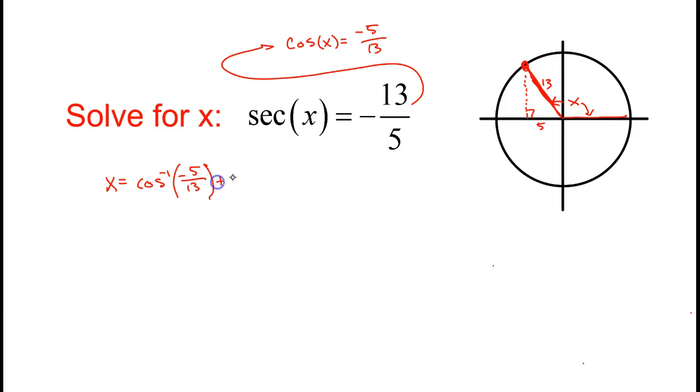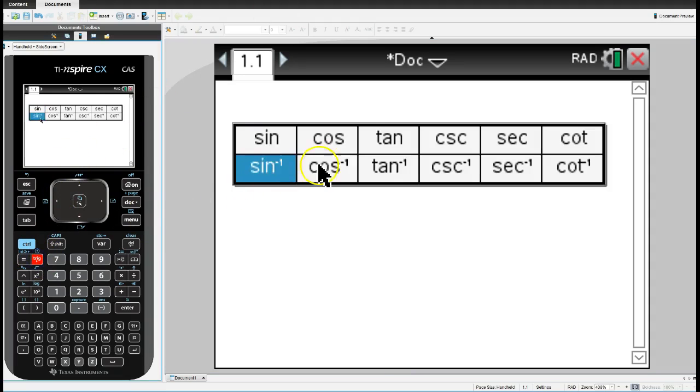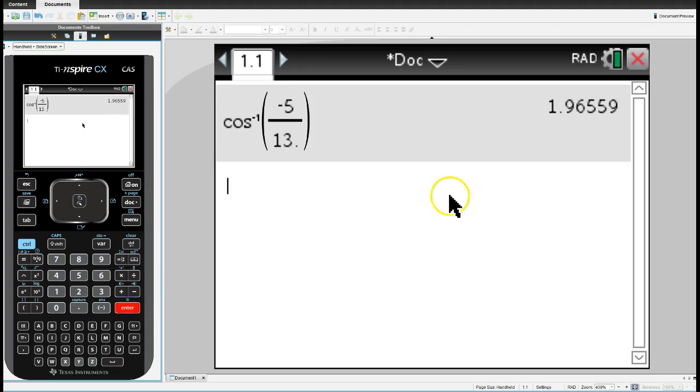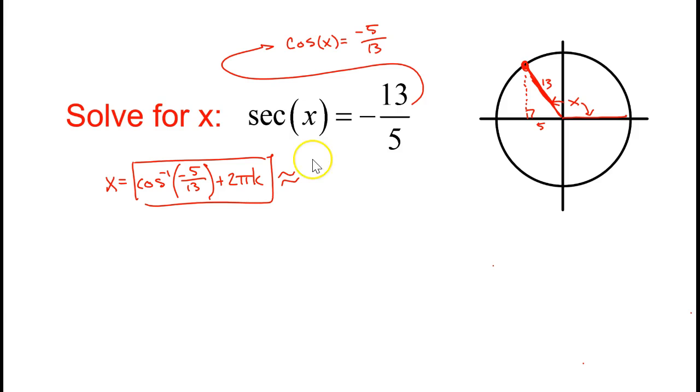Don't forget to add 2 pi k there, because we're going to have to consider revolutions about that circle both in the positive and negative direction. Let's go ahead and find an approximate value for that on our calculator. We're looking for the inverse cosine of negative 5/13, and I'm going to throw a decimal point in there so I get an approximate value, and that's 1.9656. 1.9656 is my approximate value.